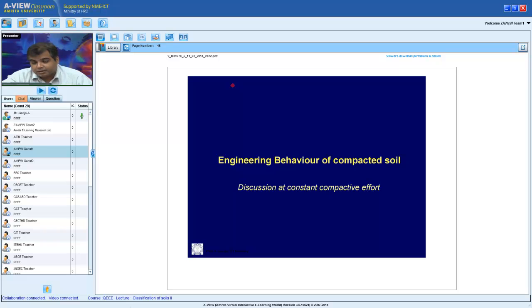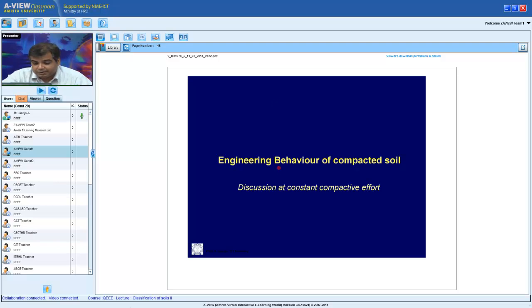We went on to look at some of the behavior of the compacted soil, in particular how the soil fabric changes as the water content increases with the degree of compaction, prior to the OMC or the maximum dry unit weight, and as you cross the maximum dry unit weight, how the fabric then becomes more oriented.